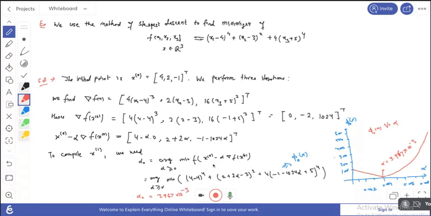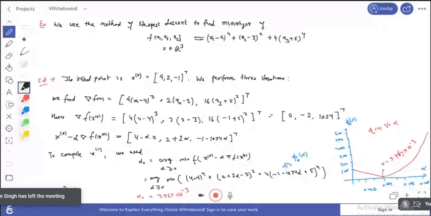Either you solve this manually, or you can solve it using software. Then, if you are able to find this alpha 0 value, what is your x1 value? Your x1 equals x0 minus alpha 0 times the gradient of f at x0.